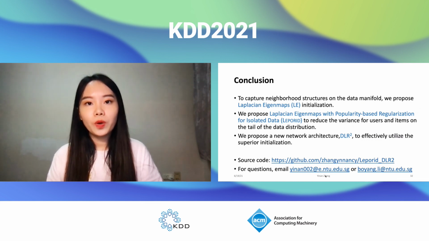We also propose a new network architecture, DLR², to effectively utilize the superior initialization. On 3 real-world datasets, DLR² initialized by Laprid surpasses all baselines, including traditional and properly initialized deep neural networks, by large margins.